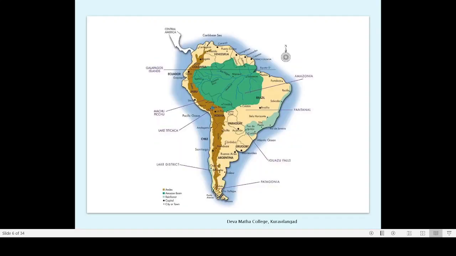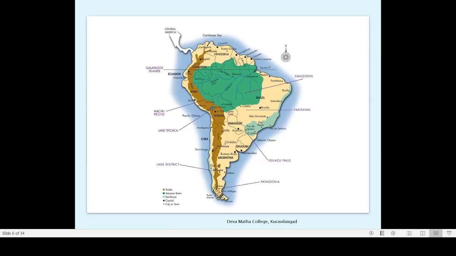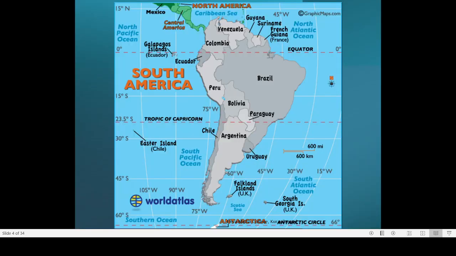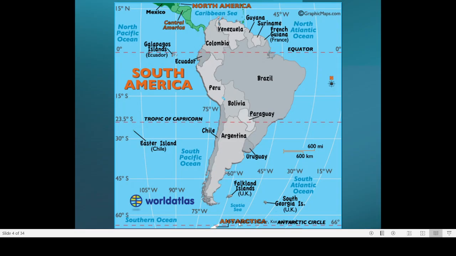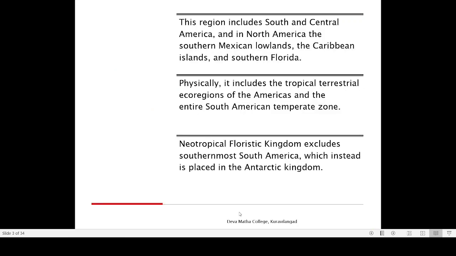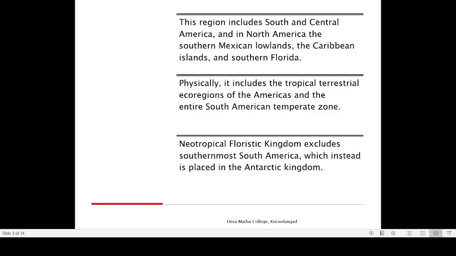Then next is the southern region extends to the south temperate zone. Here you can see that this is the southernmost region. This southernmost region is actually near to the Antarctic region, and because of its closeness to the Antarctic region, it is also very much colder, and many of the features of the Antarctic region can also be found in the southern tip of South America.